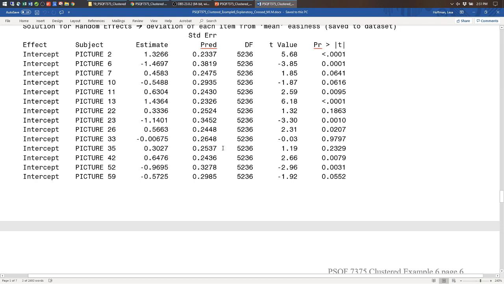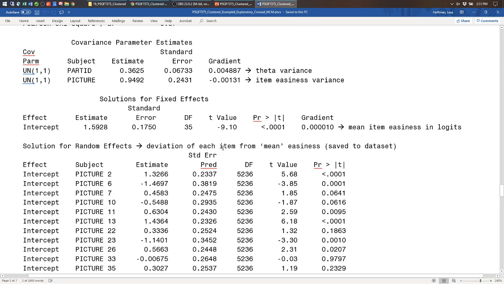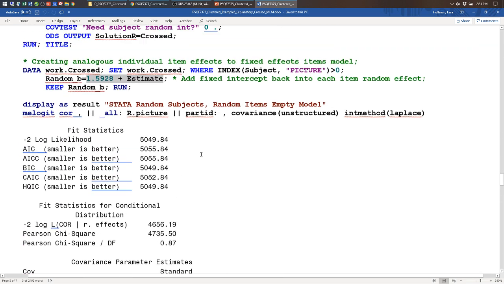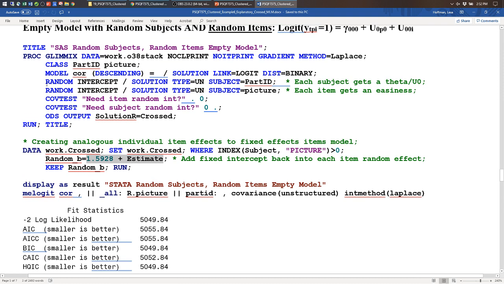Why is there no covariance between picture and person? Because they're crossed. You can't have a covariance between them in this case, because they're two different dimensions of sampling. And the reason there's no covariance is because they're on two separate random lines. If I had somehow wanted them to have a covariance, I'd have to put them on the same line. And actually, that's possible to do in SAS, but it's hella tricky.